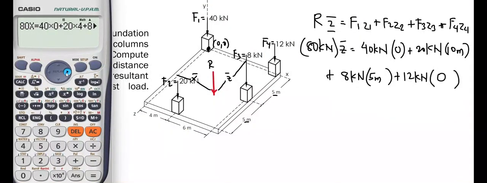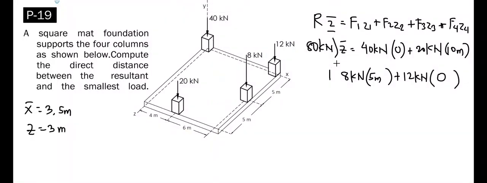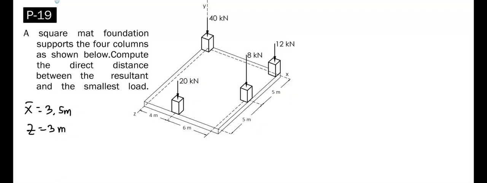So we have 80 times z equal to 40 times 0 plus 20 times 10 plus 8 times 5 plus 12 times 0. Solving for z, that is equal to 3 meters. And since the question is asking for the distance between the resultant and the smallest load, which is this 8 kilonewton force, let's try to draw this into our figure. The resultant is located 3.5 meters along the x-axis, so let's say it's right here, and then 3 meters along the z-axis.